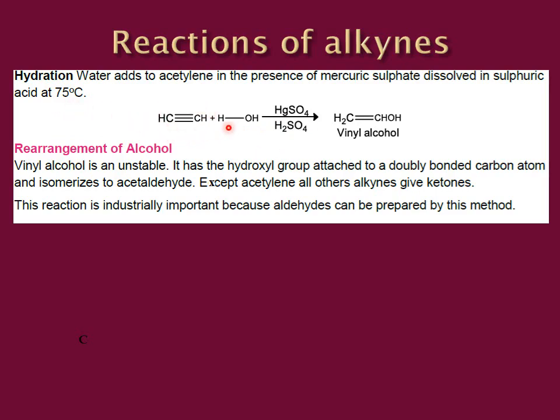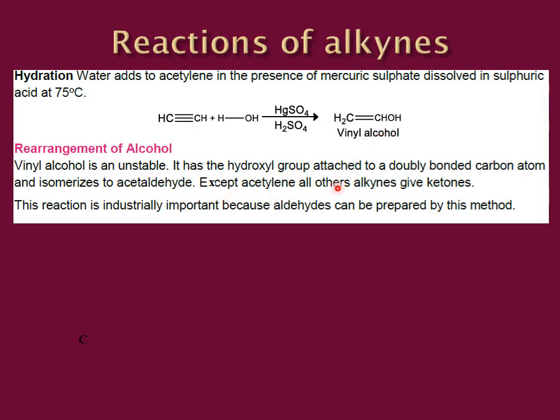Now this vinyl alcohol is highly unstable, so it is going under rearrangement. Vinyl alcohol being unstable, why? Because it is having a hydroxyl group which is directly attached to the double bonded carbon atom. So it isomerized to give acetaldehyde in order to stabilize this structure. Except acetylene, all other alkynes give ketones. This reaction is industrially important because aldehydes can be prepared by this method.